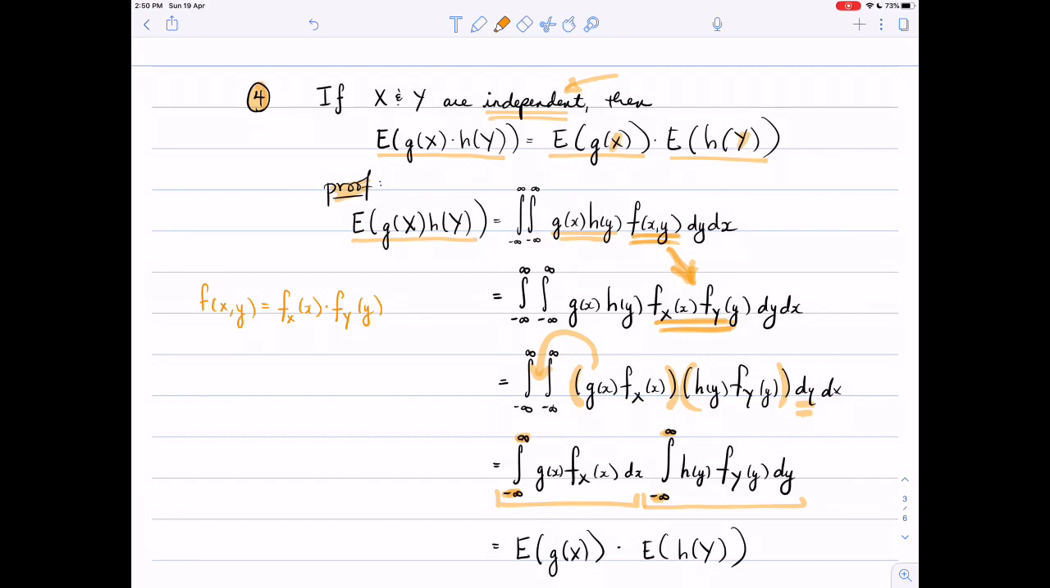So if the integrand factors over a rectangle, then you can factor the double integral as a product of a single integral with respect to x and a single integral with respect to y, and those are the definitions of the expected value of g of x and the expected value of h of y. So there is our fourth property, which is a useful property, but only to be applied when you know that the two random variables are independent.